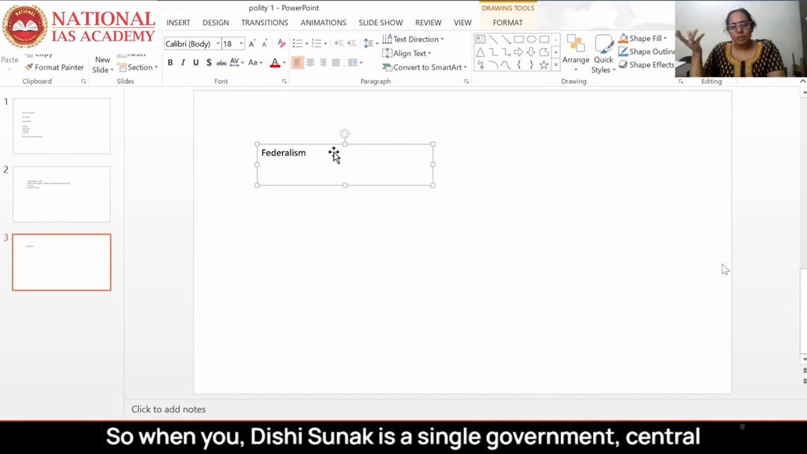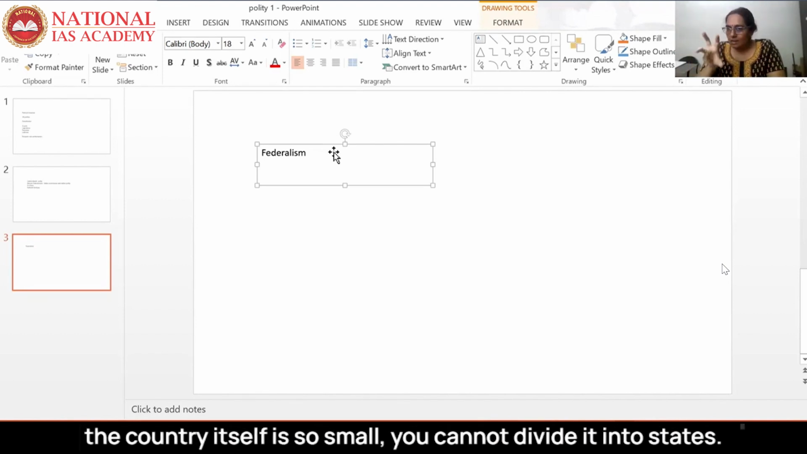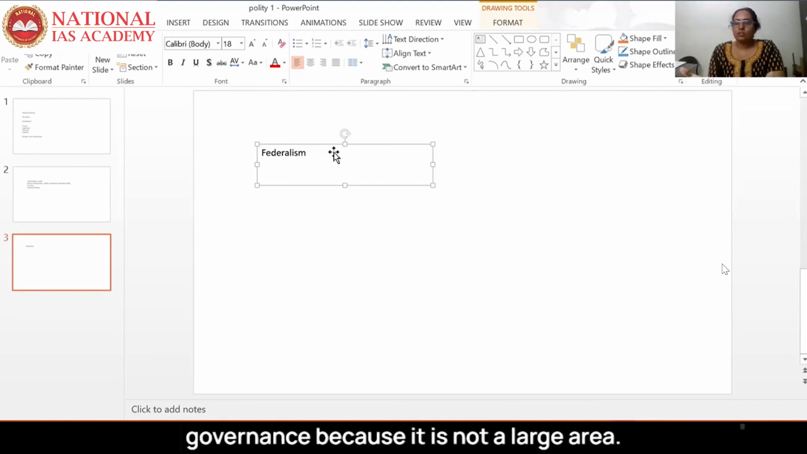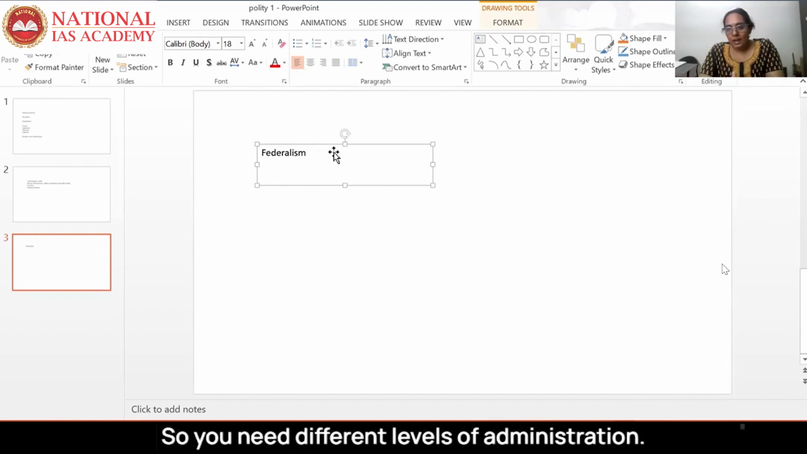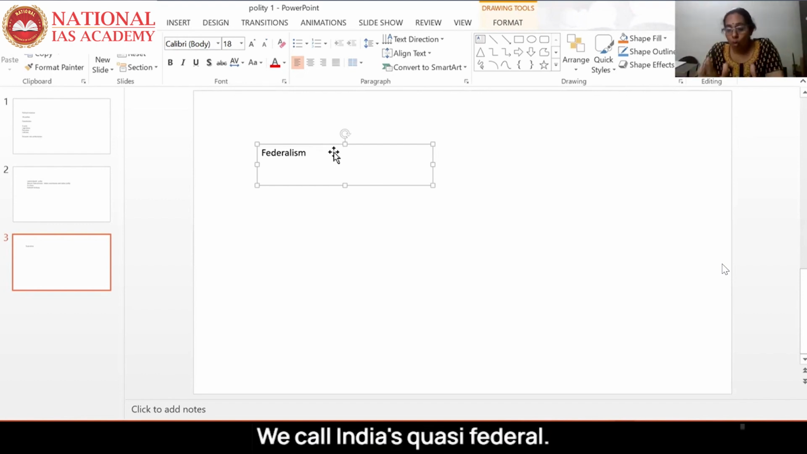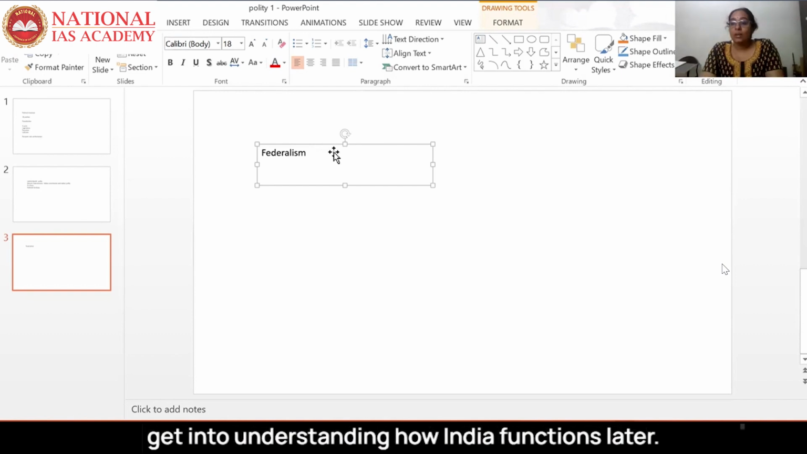In the case of Rishi Sunak, there is a single central government there, you don't have any state government, because the country itself is so small, you cannot divide it into states. There is no point in having so many levels of governance, because it is not a large area. India is a large area with a huge population, so you need different levels of administration. I am not telling you India is federal. India is a combination of unitary and federalism. We call India quasi-federal. We'll get into that term later, and we'll get into understanding how India functions later.